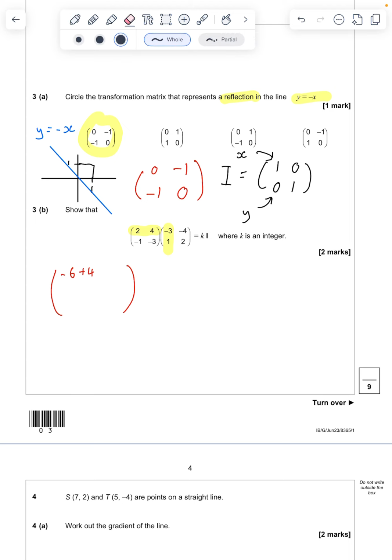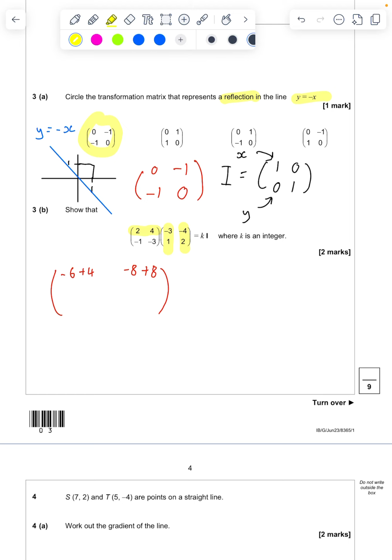Now let's just make this a little bit bigger, otherwise it will get too small. There we go. And then you take the first row with the second column. So we go now first row with this one. So you do 2 times minus 4, which is minus 8. And you do 4 times 2, which is plus 8. And that's going to be useful. That's going to go to 0.